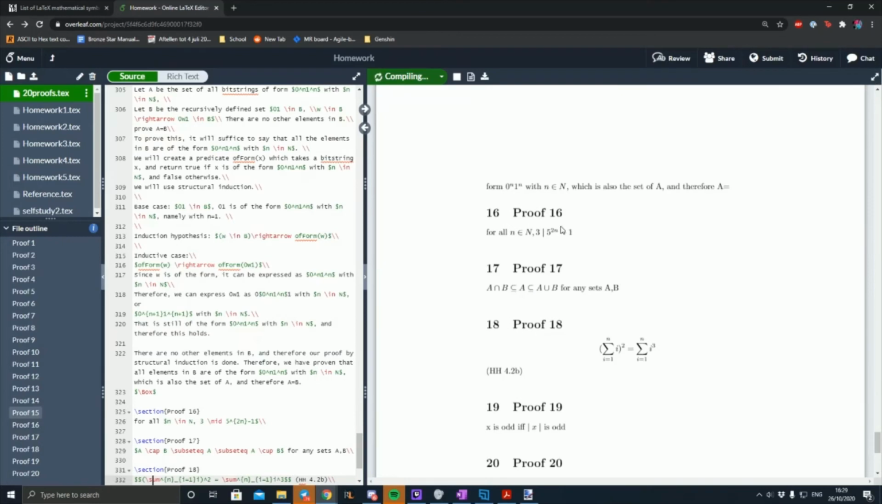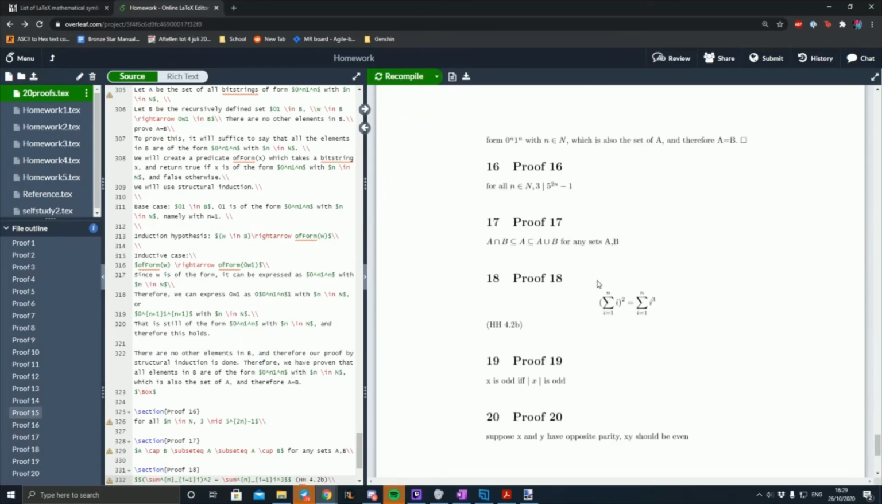Okay, this one should be a lot easier. Like a lot. I think we actually only have easy proofs left to go, so that's really good.